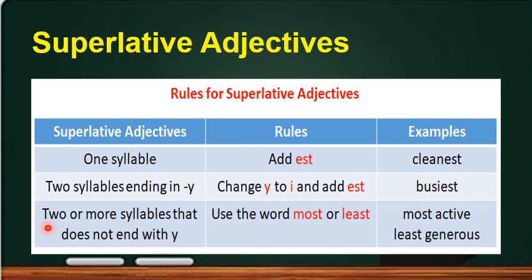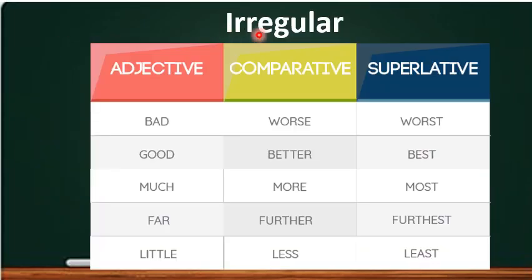Rule number 3. For adjectives with two or more syllables that do not end with Y, we use the word most or least. For example, most active and least generous. Rule number 4. For some irregular adjectives, same as comparative adjectives, we have to change the whole word when we want to write the superlative adjective. For example, bad becomes worst, good becomes best, much becomes most, far becomes furthest, little becomes least.